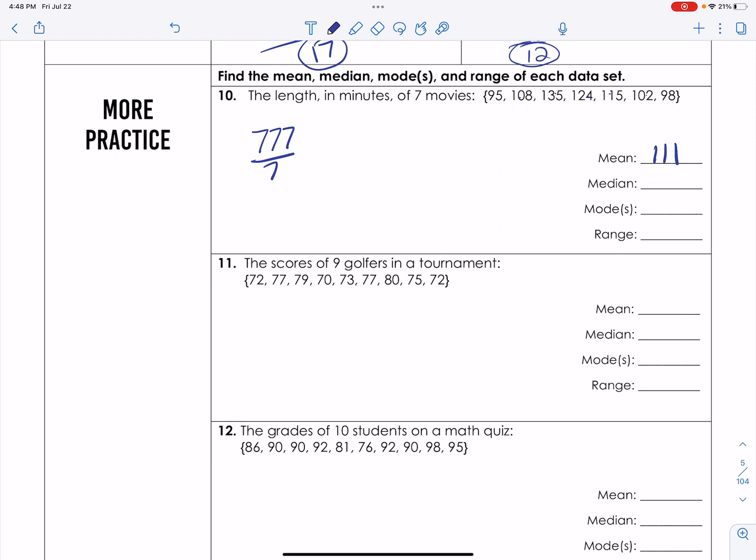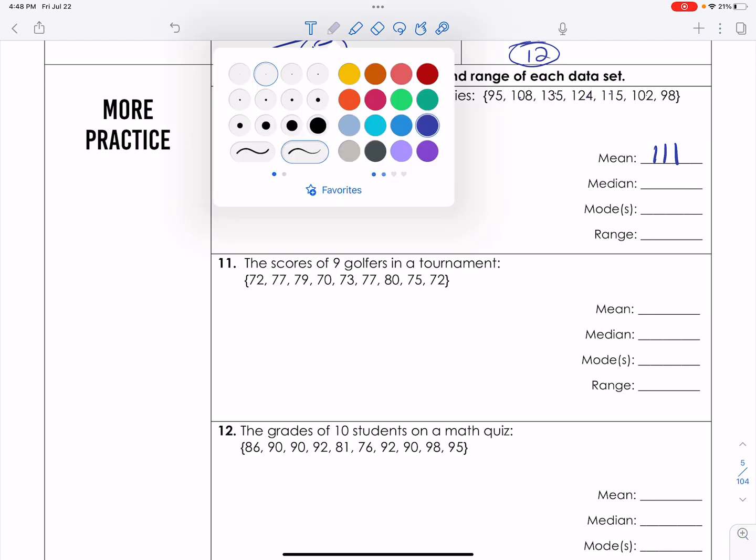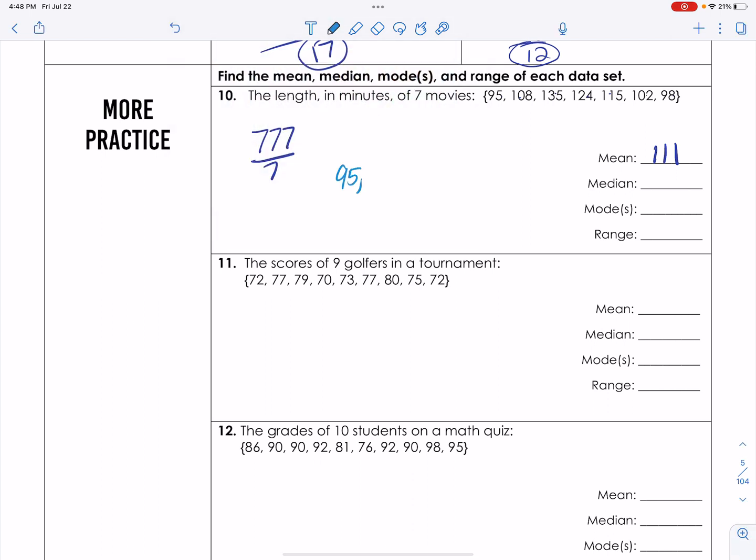Okay, the median is, I have to list them, and I hate when they don't, from least to greatest. So my median, I'm going to say, okay, 95 is my smallest, and then it's 102, and then it's 108, and then it's, oh, I forgot 98. Squeeze that in there. That's why I kind of check them here, so if I miss one, I just squeeze it in there. And now I can kind of see I got 115, I got 124, and I got 135. So these two go together, these two go together, these two go together, and my median is 108.